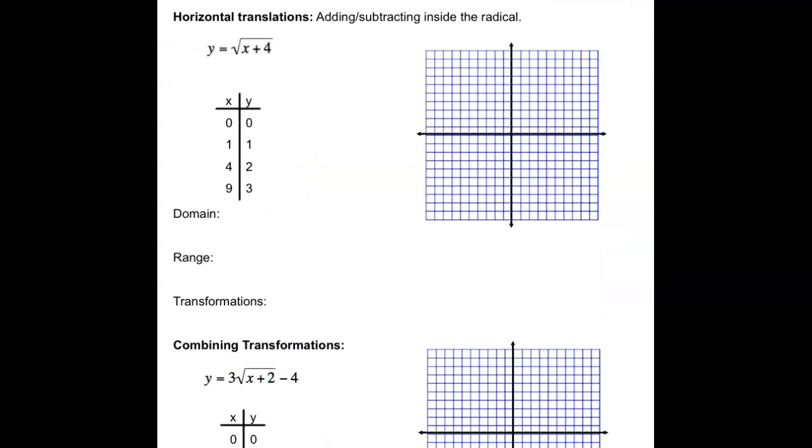All right, let's try another one. If the thing that we're adding or subtracting is inside my square root symbol, underneath that square root symbol, then it's a horizontal translation. So if I see an x plus 4, I'm actually shifting it left 4. So all my x's are going to move 4 to the left so that when I add the 4, I get back to where I was. All right, so we start with plotting our parent function points again. 0, 0, 1, 1, 4, 2, and 9, 3. Okay? And now we're going to shift everything 4 to the left.